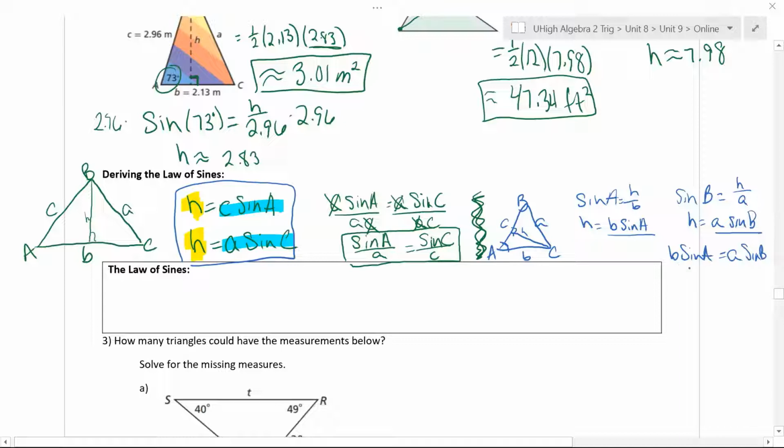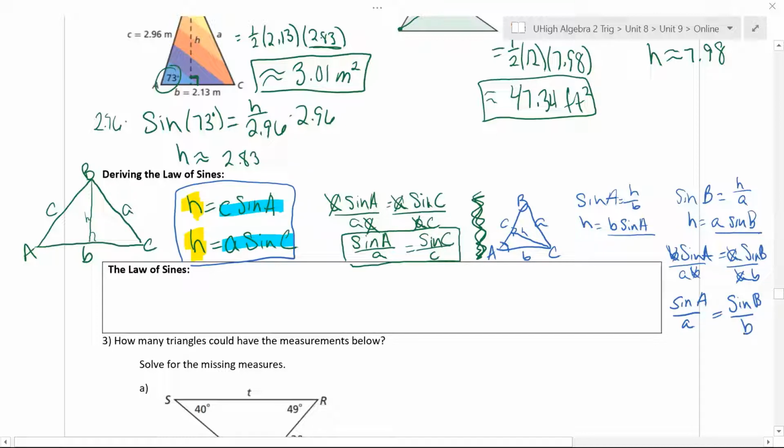If I divide both sides by AB, just like I did over here with A and C, I get that my B's cancel on the left, my A's cancel on the right. So the sine of A over A equals the sine of B over B.